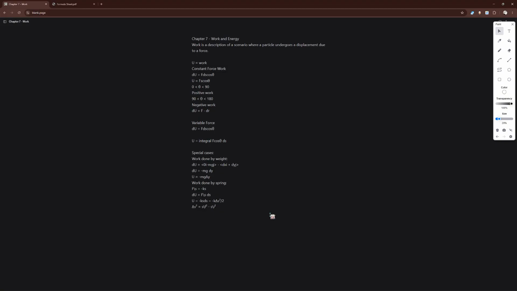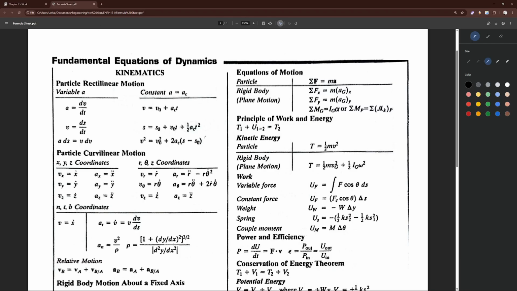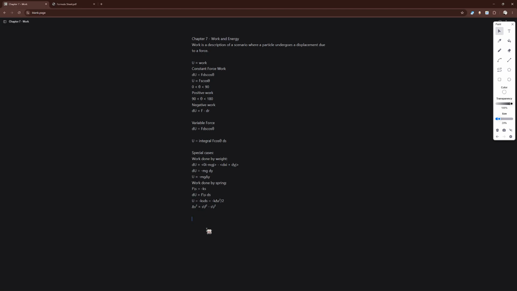Now it's time for energy. Work is like a thing of energy. Interesting how they wrote that out. Anyways, as I was saying, work is related to energy.